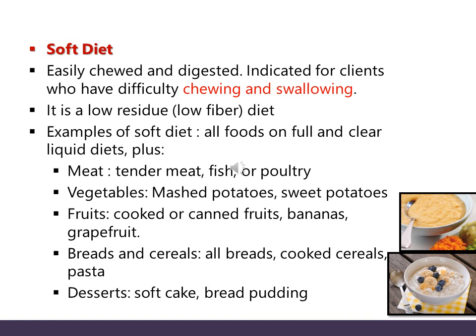In addition, if your patient is on soft diet, we can give tender meat. You know tender meat, soft meat, fish and poultry. We can also give mashed potatoes and sweet potatoes. We can give cooked or canned fruits, bananas, grapefruit. All breads can be given to our patient, including cereals and pasta. You can also give cake and bread pudding to your patient who is on soft diet.